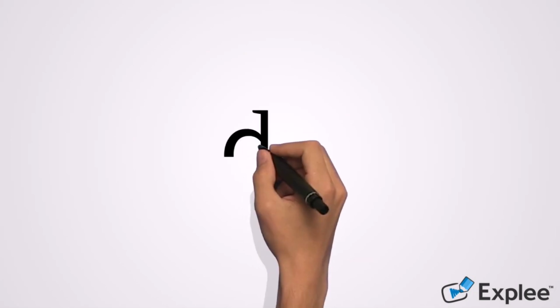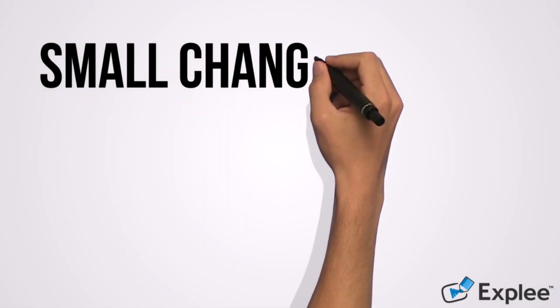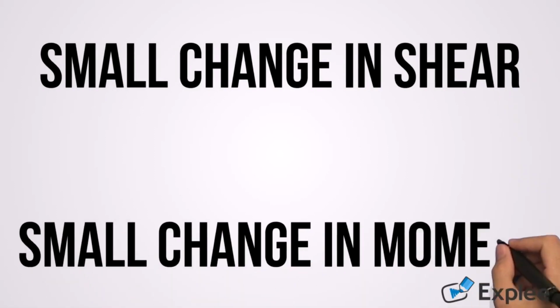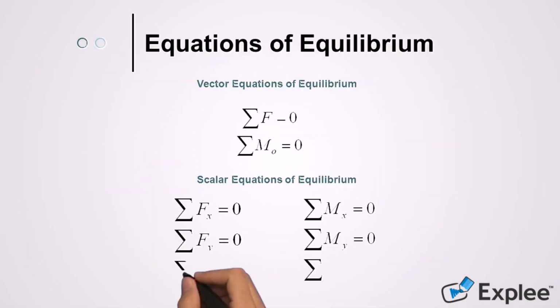So the idea is, from one end of the small segment ds to the other, we will have a little bit of change in shear and a little bit of change in moment. After that, we will use equations of equilibrium to determine how much the small dV and dM change from one end of the segment to the other end. So we are going to calculate the small dV and small dM.